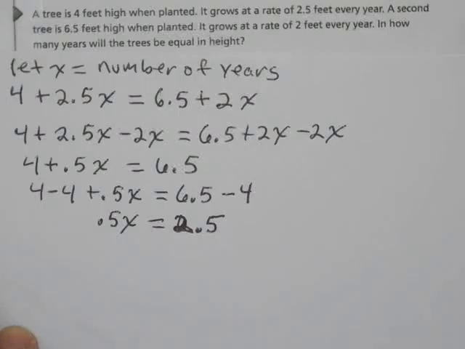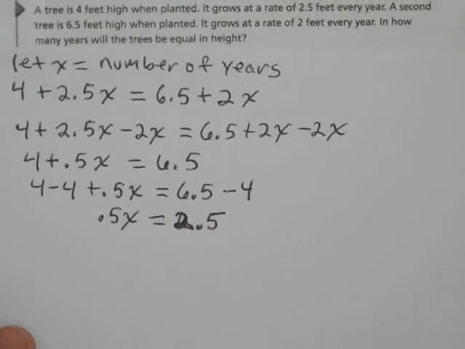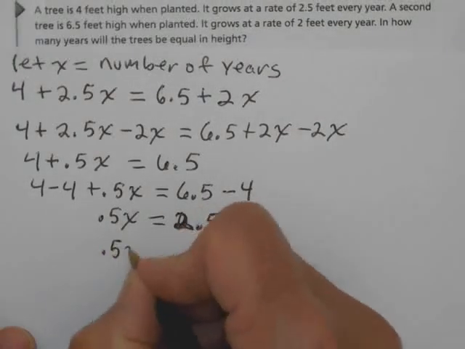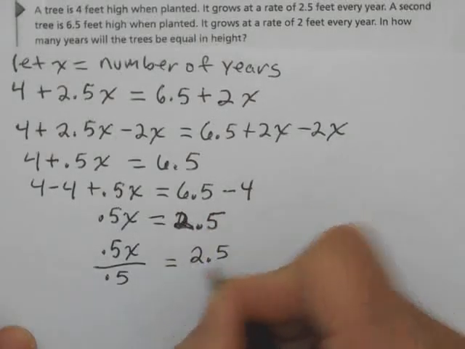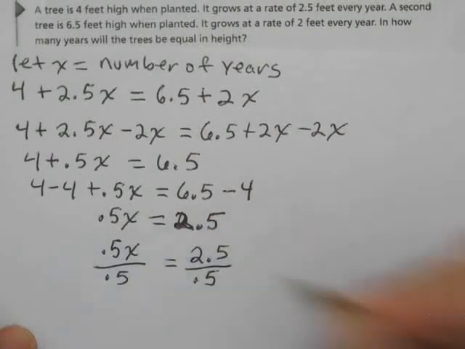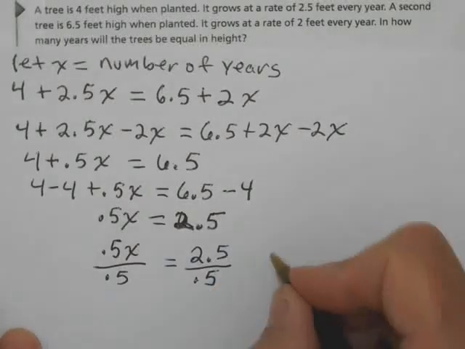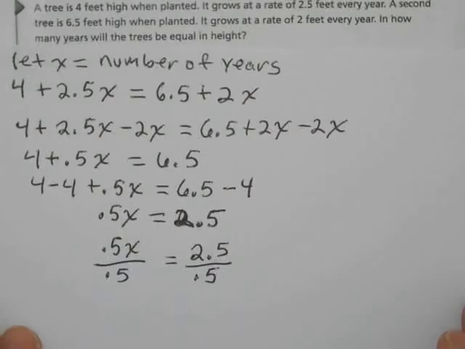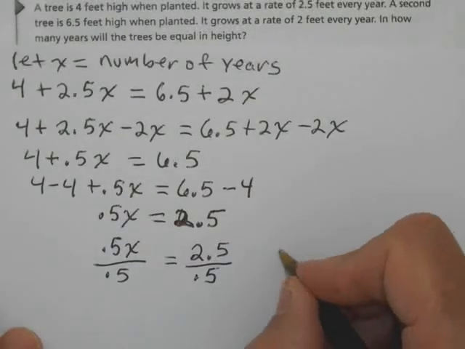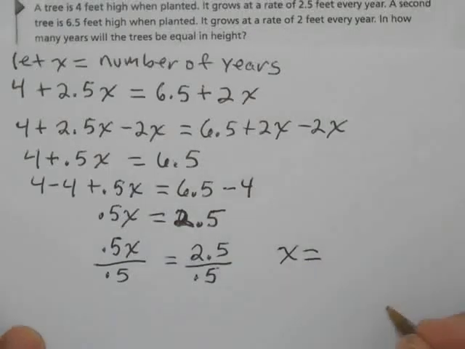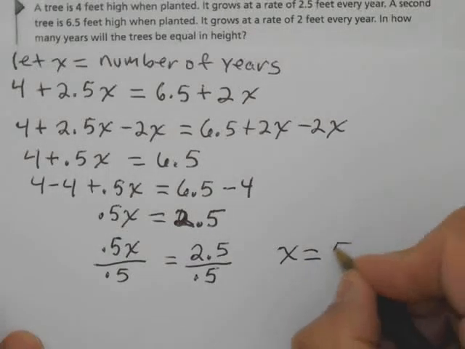Now I need to isolate x, and I'm going to do so by dividing both sides by 0.5. I'm actually just going to slide this up a little bit. 0.5x divided by 0.5 is going to equal 2.5 divided by 0.5. And x is going to equal, maybe I'll just put it here on the side so you can still see the problem. So x will then equal, 0.5 will fit into 2.5 5 times.